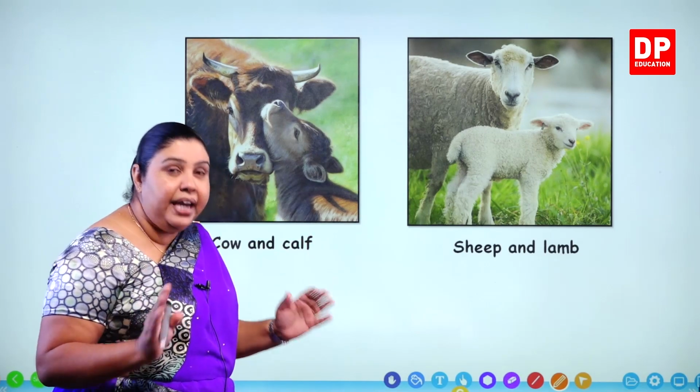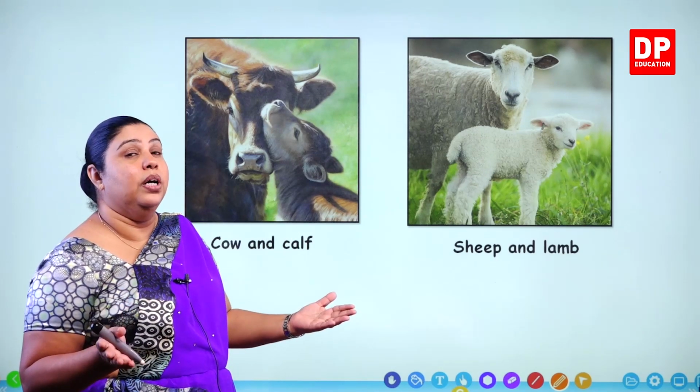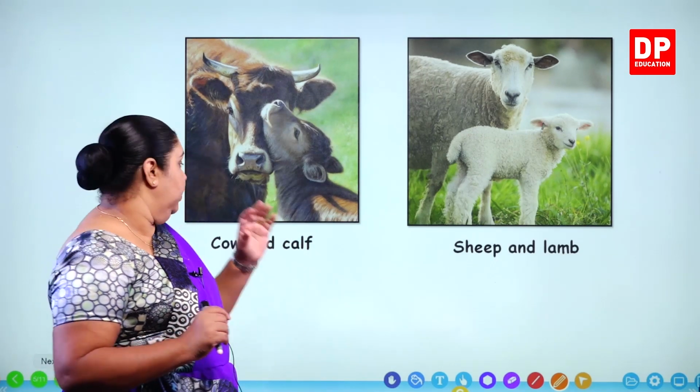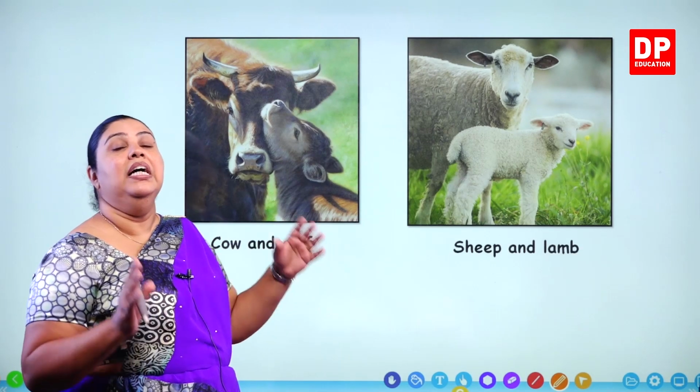So you have to write the word CALF. That is how you spell the word calf. So the cow has the little baby and the baby is called the calf.